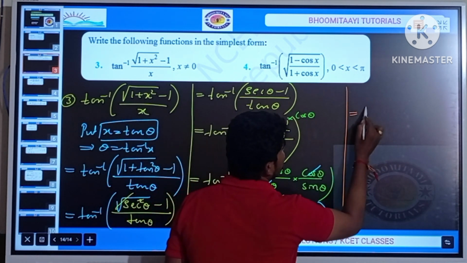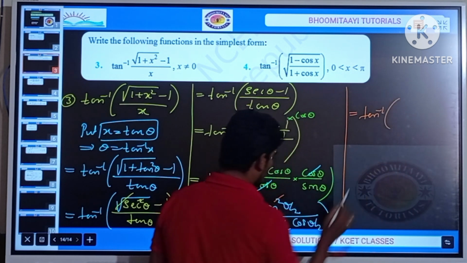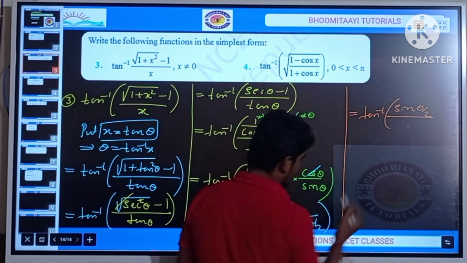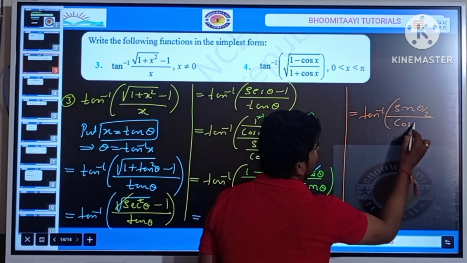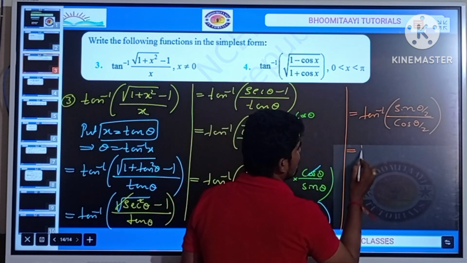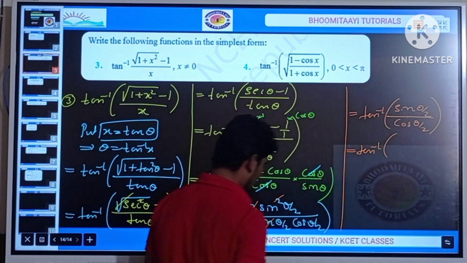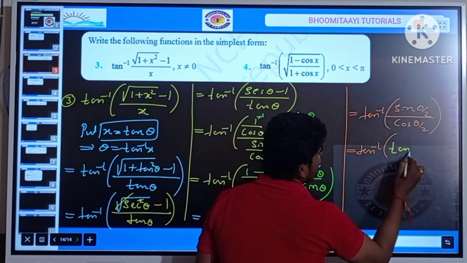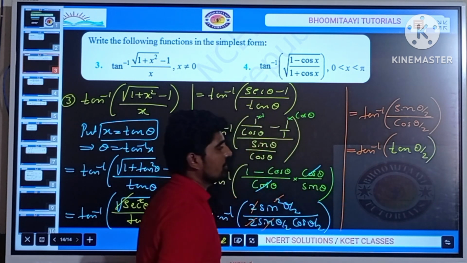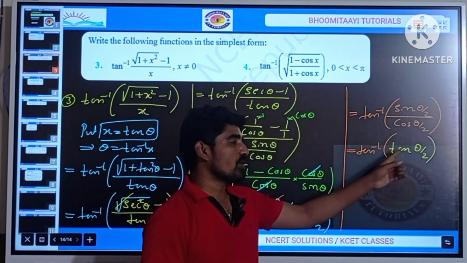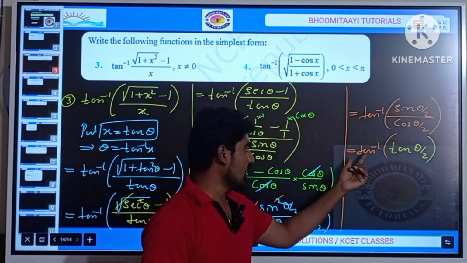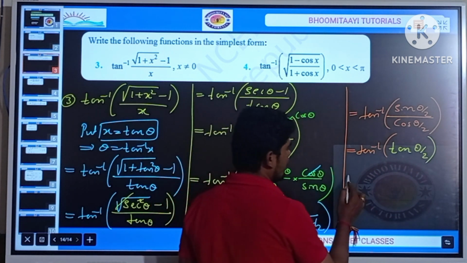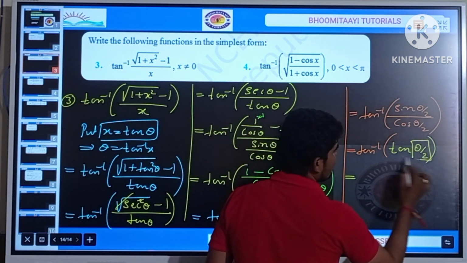So the remaining thing is tan inverse of sin theta by 2 divided by cos theta by 2, which is equal to tan inverse of tan theta by 2, since sin theta by 2 divided by cos theta by 2 is tan theta by 2. Now we use a property of the inverse trigonometric function: tan inverse of tan x is equal to x. Here, x is theta by 2.